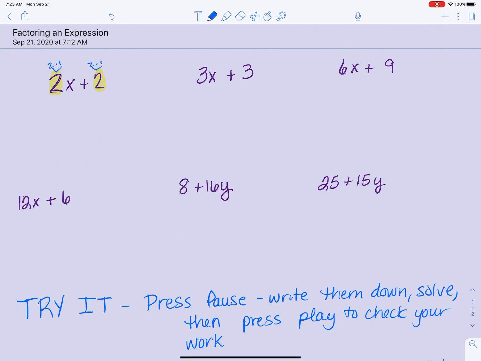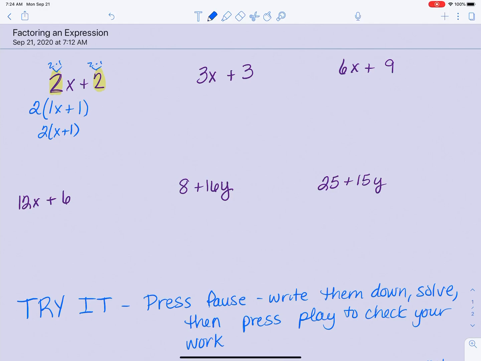Since they both have the same factor of 2, I'm going to factor out the 2 that they have in common and leave the factor that's left, 1x and 1. So we know not to leave it as 1x, so we would write it as 2x plus 1. That was pretty self-explanatory, I tried to make it as self-explanatory as possible.